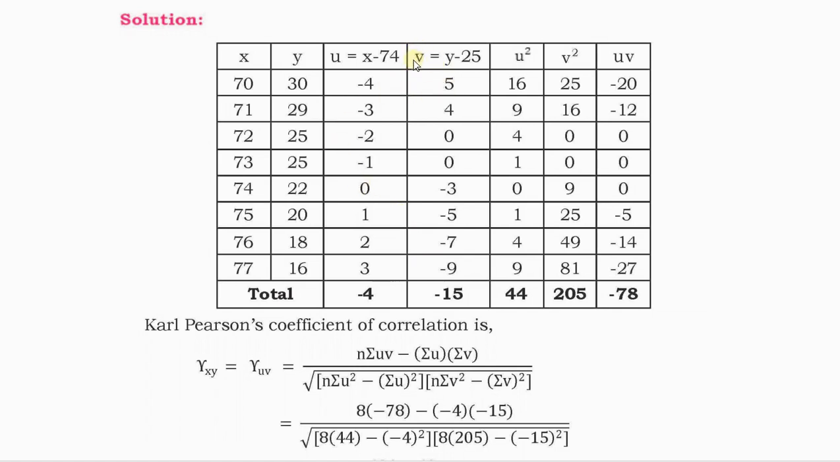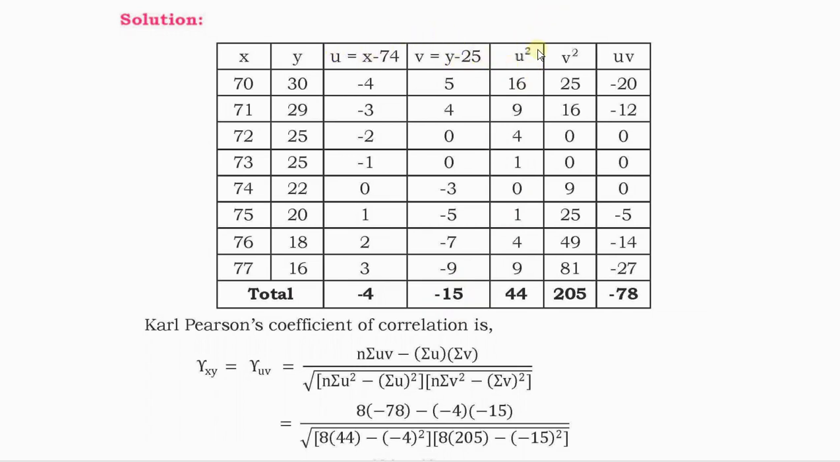Similarly, for y, they have written the deviation as v. V is equal to y minus some value here, 25. So they have chosen the arbitrary value as 25. So all the values have been subtracted from 25. So 30 minus 25 is 5, 29 minus 25 is 4, 0, 0, 22 minus 25 is minus 3, 20 minus 25 is minus 5, 18 minus 25 is minus 7, 16 minus 25 is minus 9, and the total is minus 15. So these are the u and v values.